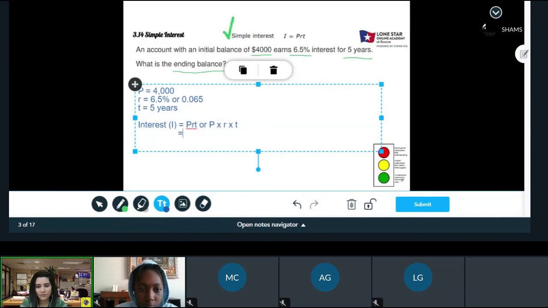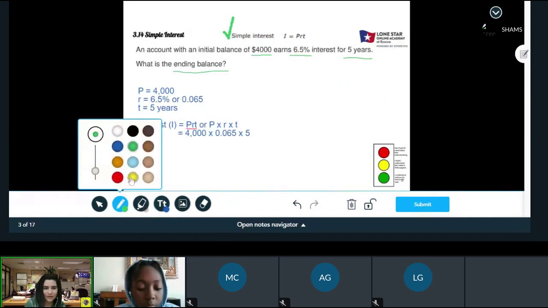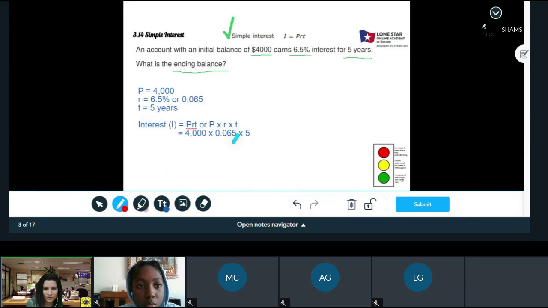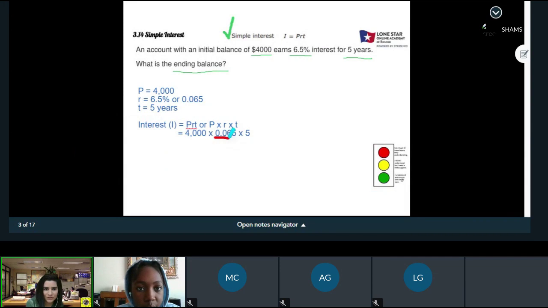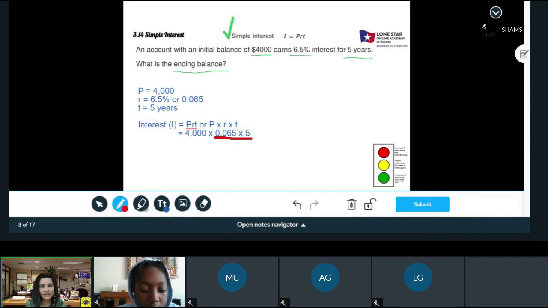Principal is 4,000 times rate, that is 0.065, times 5 years, times 5. And when you calculate, you will get the amount of interest. When I solve this problem, very likely I will do this part first. I will do this part first, but you can do it in any order. Or in fact, I can also do it this way.